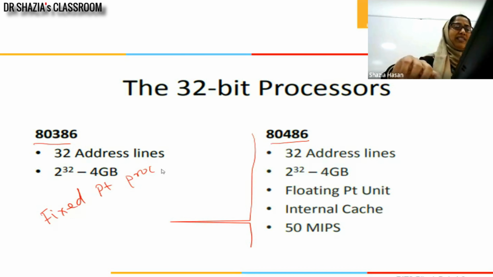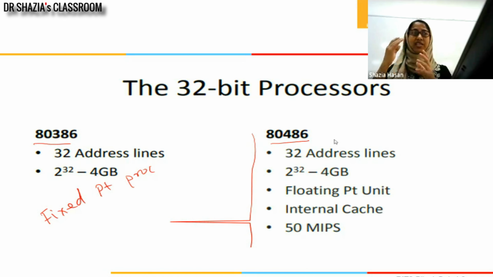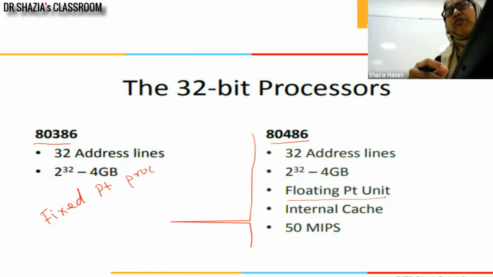But from 486 onwards, all the Intel family have an inbuilt coprocessor. That means the coprocessor, which is capable of performing floating point operations, was made a part of the processor. That is why it is written that the floating point unit is internal to 486 and above processors. Otherwise, the address bus is the same as that of the 386 processor, so the maximum memory that can be interfaced is the same.